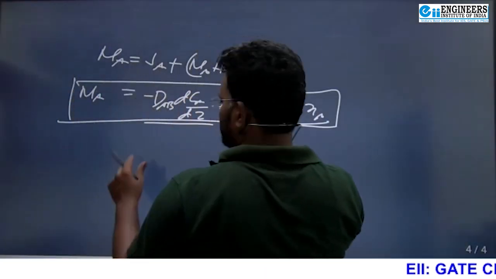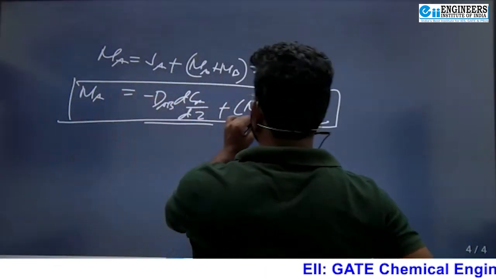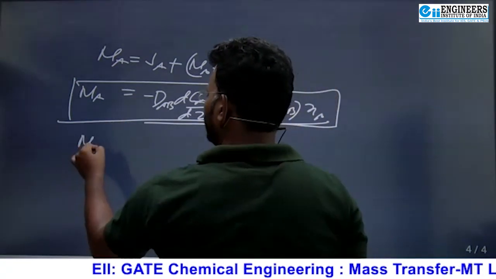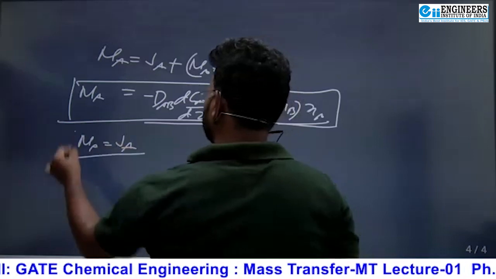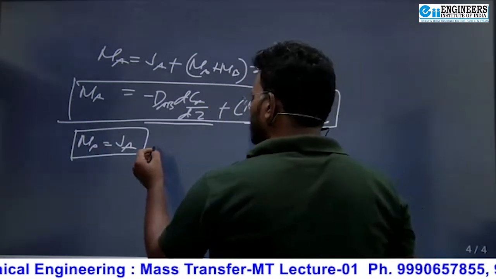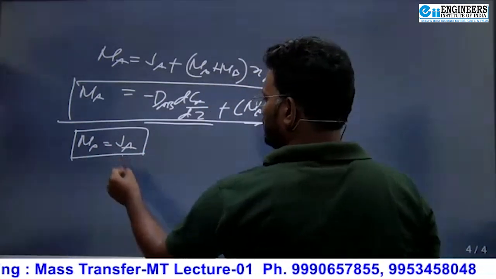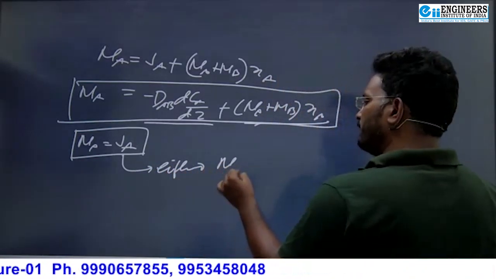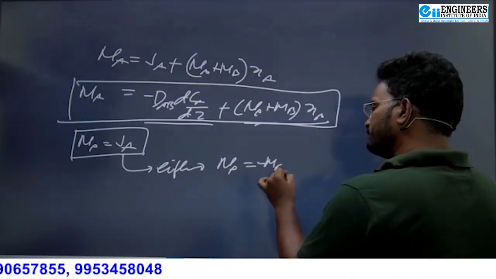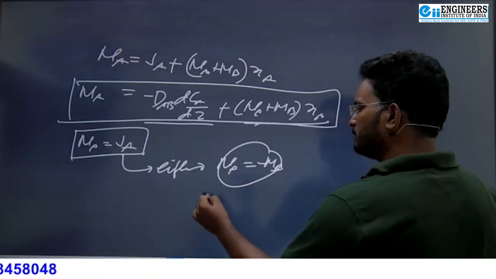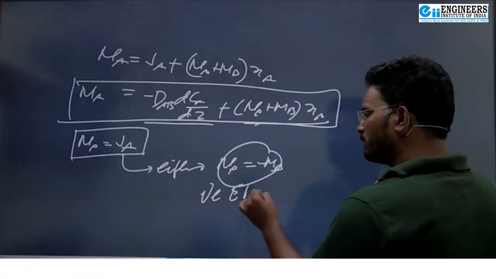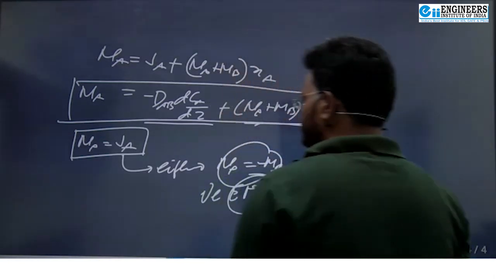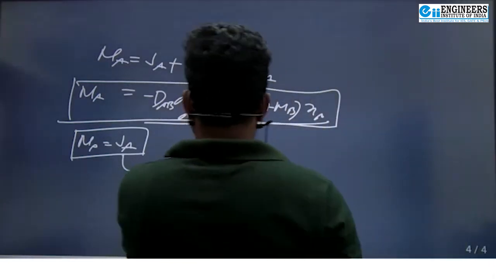Now here it is very, very important. Now, N_A is equal to J_A in two cases. Either N_A equals minus N_B, which means equimolar counter diffusion. Am I right? EMD, equimolar counter diffusion. Then N_A equals J_A.